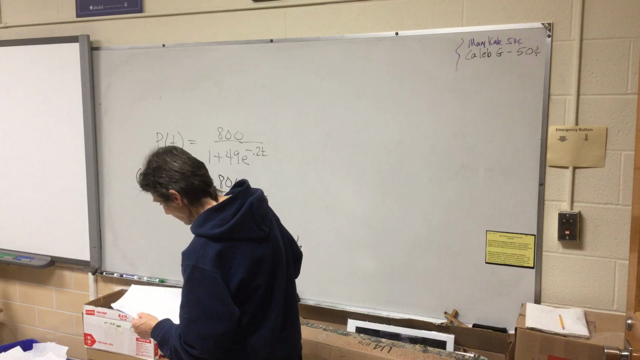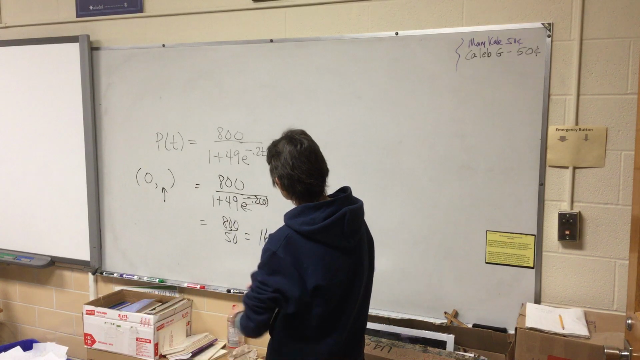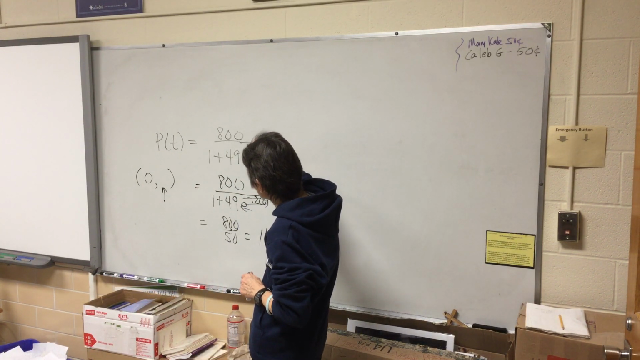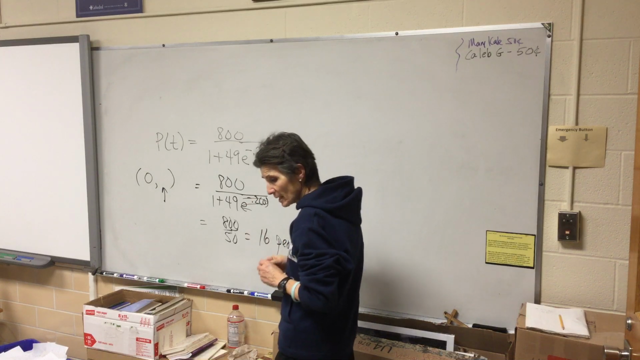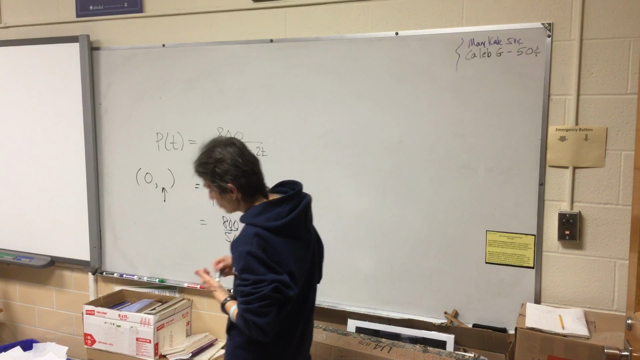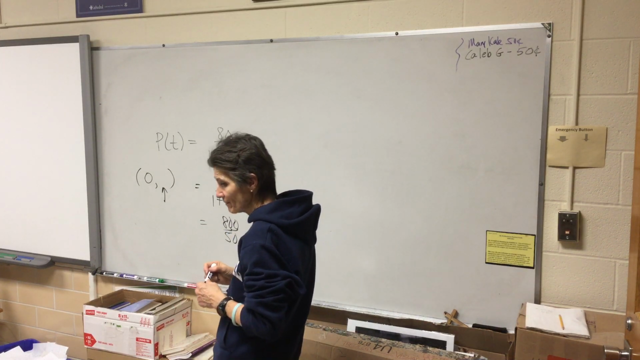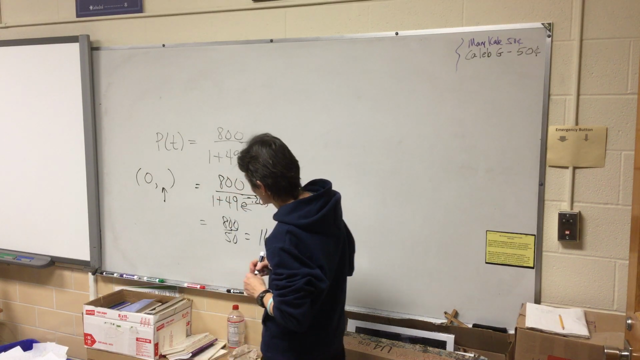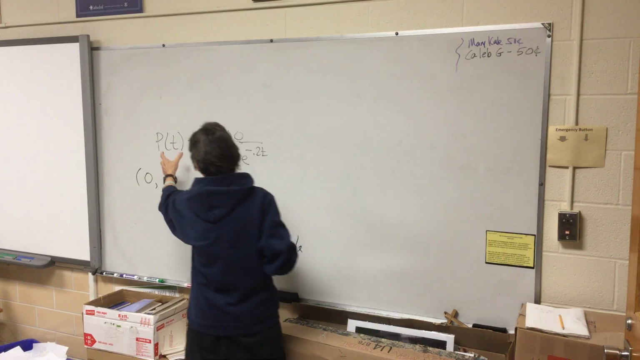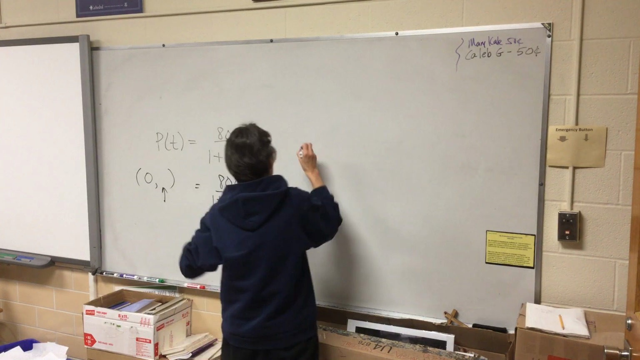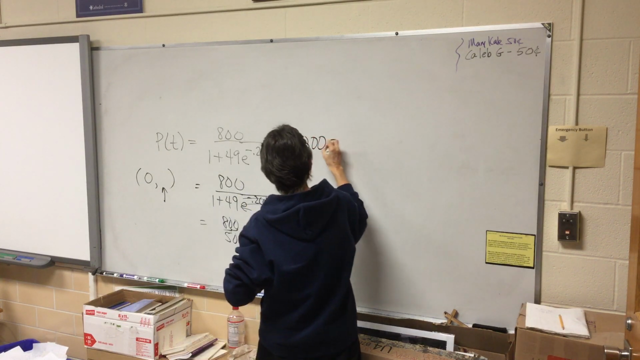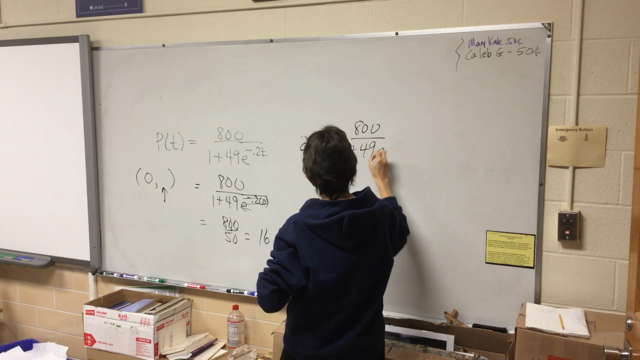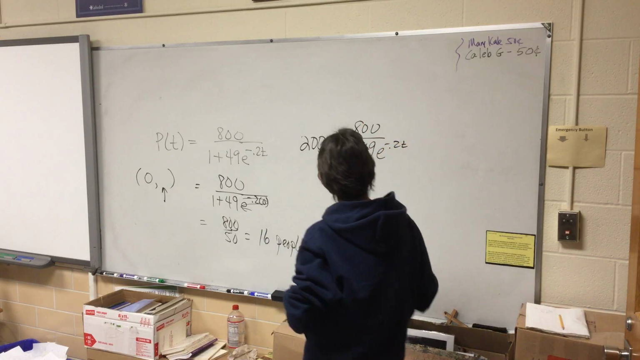When will the number of infected students be 200? Now we're back to this equation. This is the equation we're using. So what do you think I ought to do if I want to know when I'll have 200 infected kids? Plug in 200 for y, yep. So 200 equals 800 over 1 plus 49 e to the negative 0.2t.